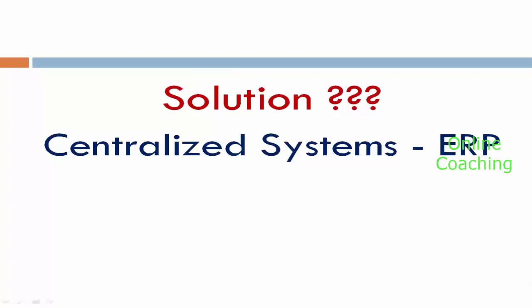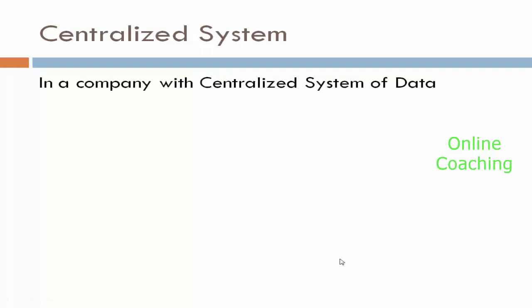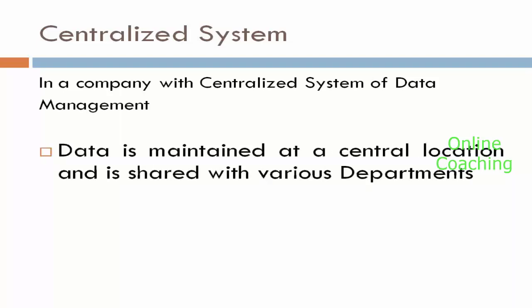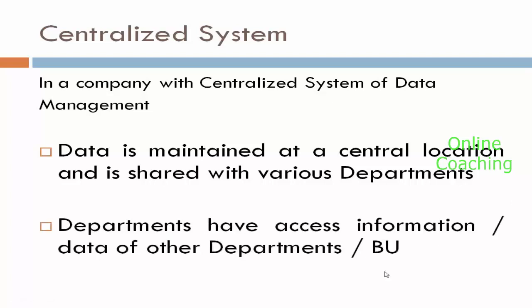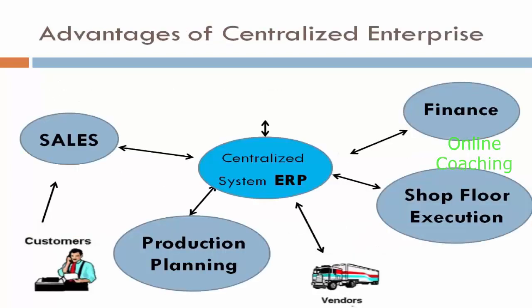What is the solution for that? A centralized system. What is that? ERP. Okay. So what are the benefits of ERP? If any company manages the data in a centralized system, the data will be maintained at a central location where the data can be shared with various departments. Okay, so departments have access to information about other departments' data. They don't need to depend on other people. There is no dependency here.